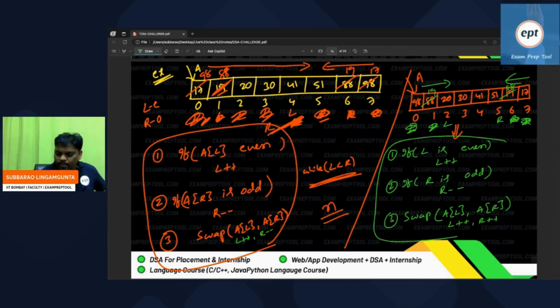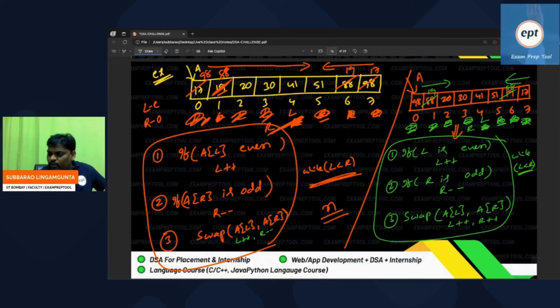Similarly, until the same story: while L less than R. Until this condition happens, continue. Again, same story. Wherever L is there, is it even? Yes, L plus plus. Is it even? So L plus plus. Odd, stop it. In the similar way, wherever R is there, ask, is it an odd number? Yes, R minus minus. Is it an odd number? Yes. R minus minus.